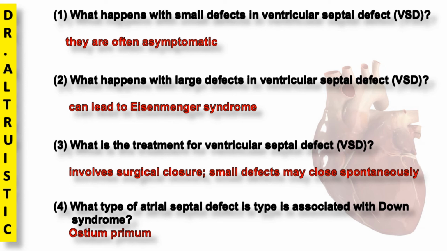3. What is the treatment for ventricular septal defect? Involves surgical closure. Small defects may close spontaneously. 4. What type of atrial septal defect is associated with Down syndrome? Ostium primum.